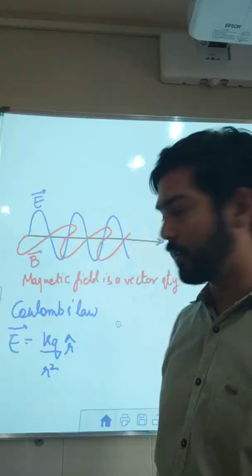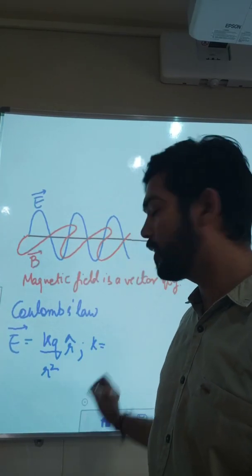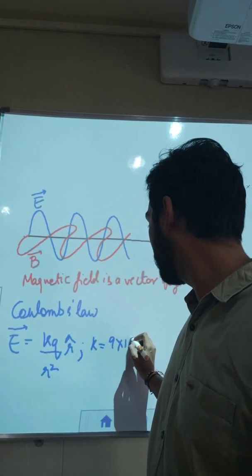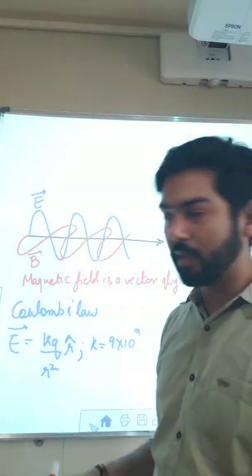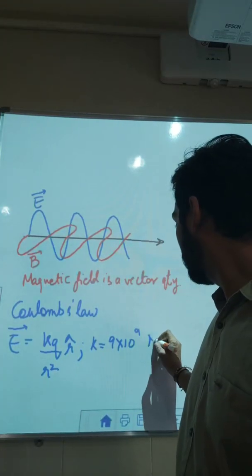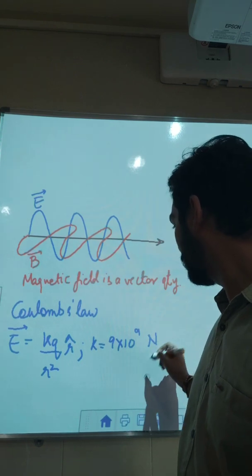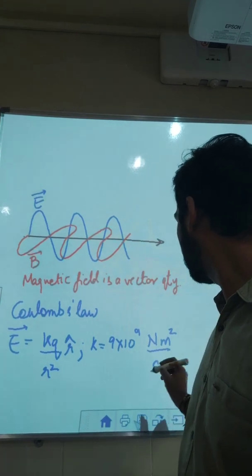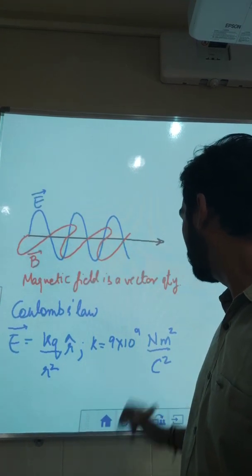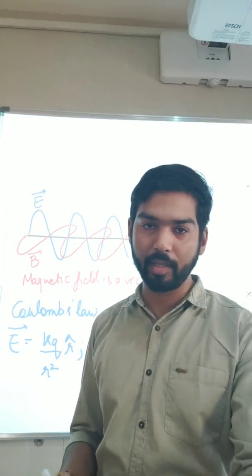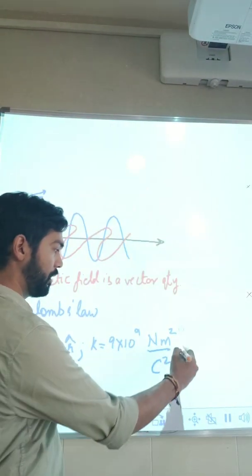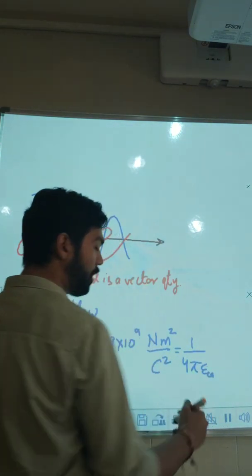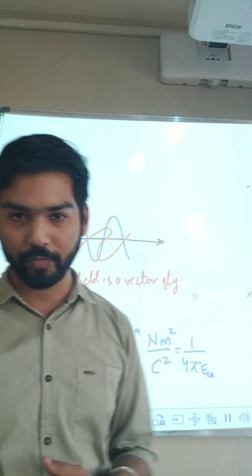And k was the universal constant, the Coulombic constant, which was 9 into 10 to the power 9, and the units were Newton meter square upon Coulomb square, right? And if you remember, we also used to write it as 1 upon 4 pi epsilon naught. You already know all of these things, where epsilon naught is the permittivity of free space, right?